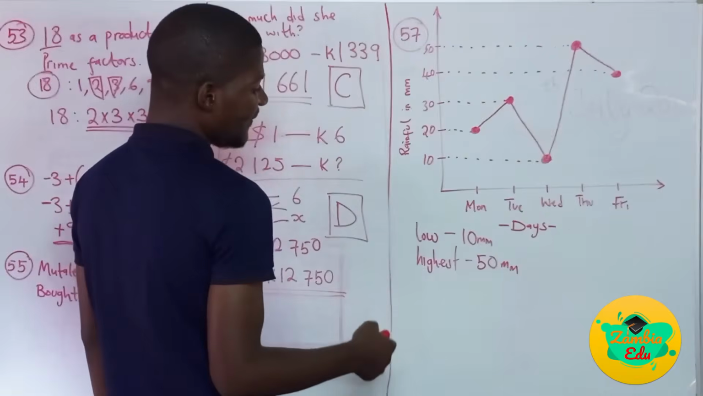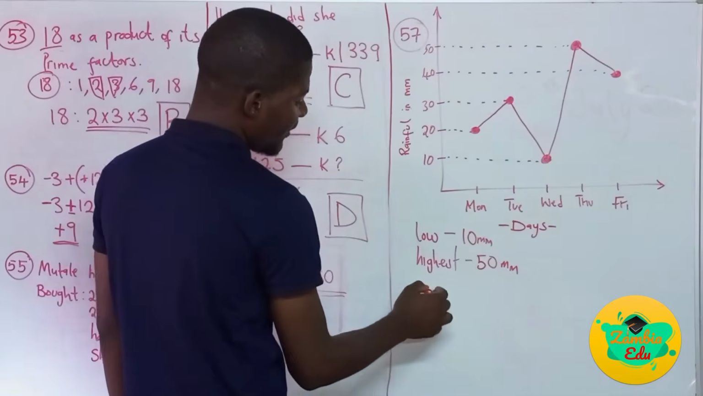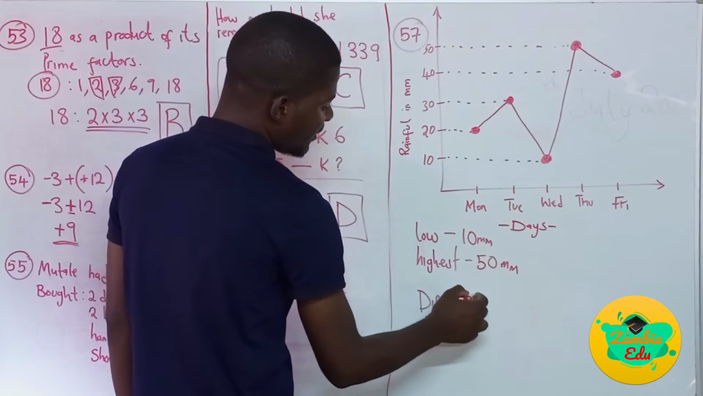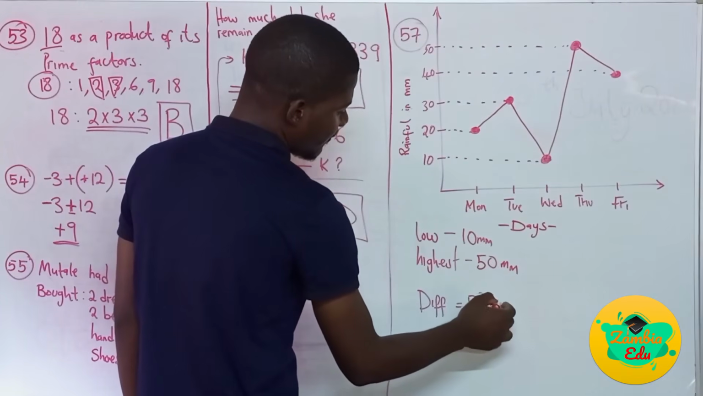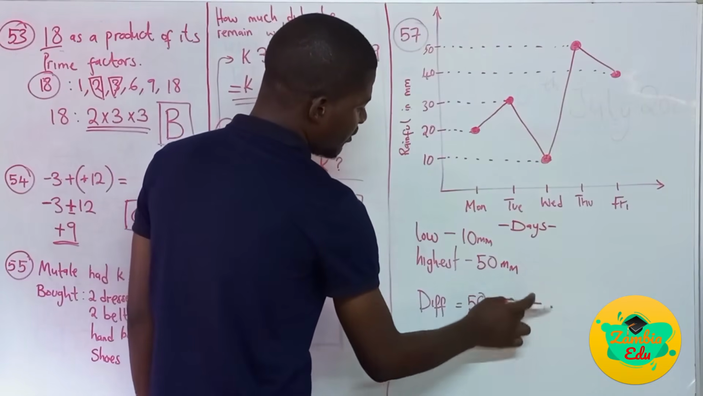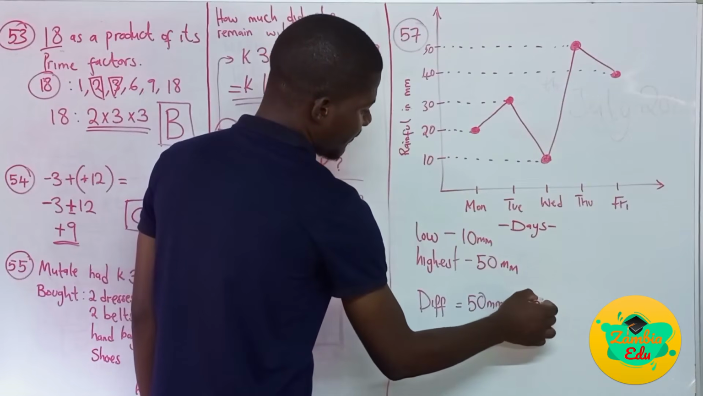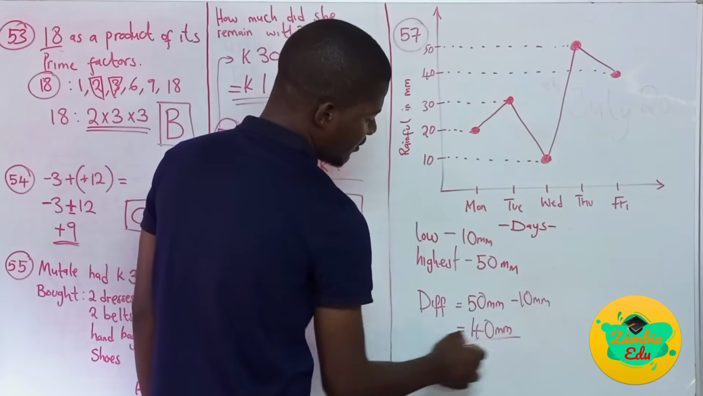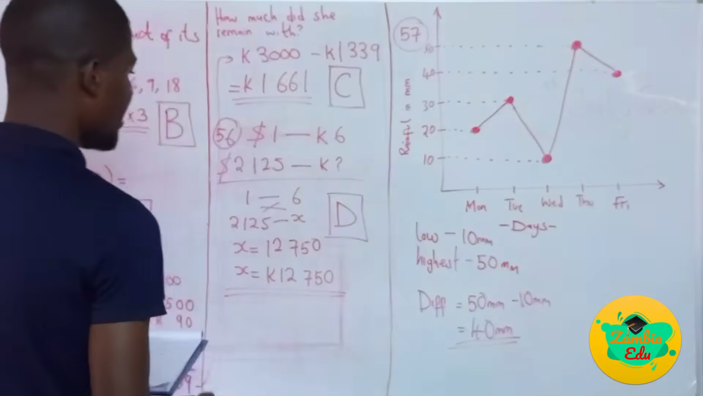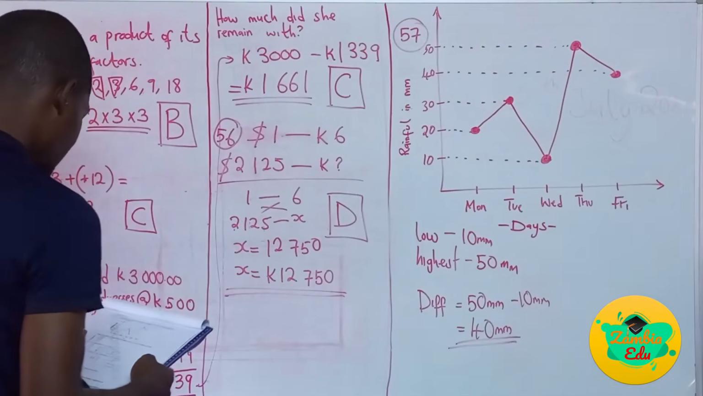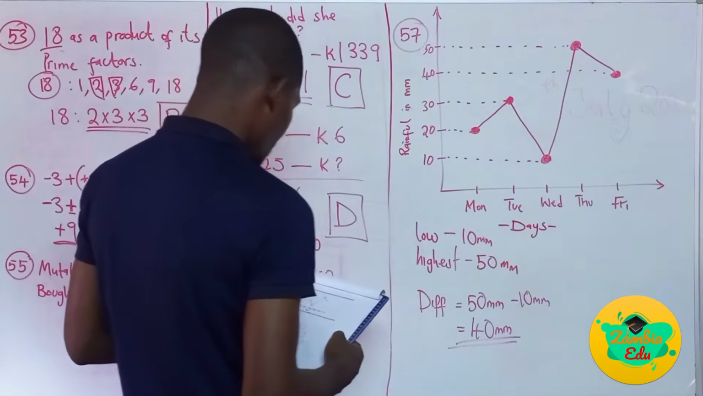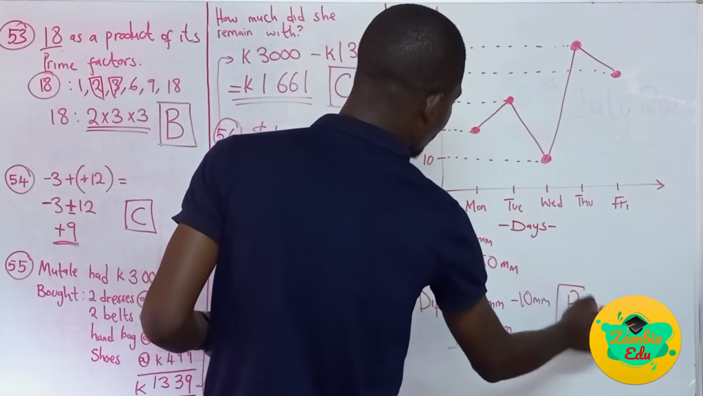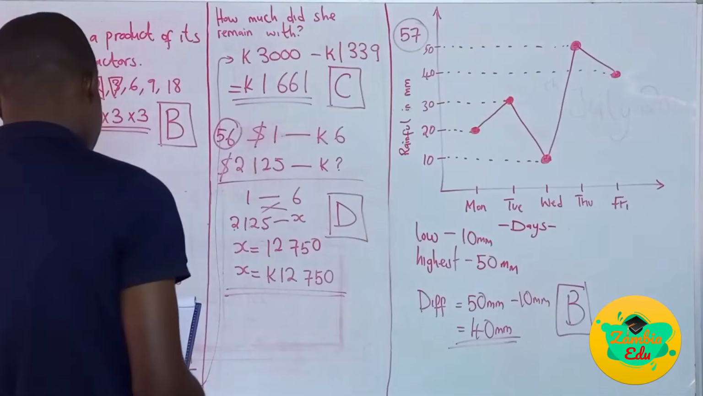So what is the difference? Difference means that we subtract. To get a difference, we say the highest minus the lowest, which is 10. And our answer is going to be 40. That becomes our answer. So 40 millimeters was represented by option B. Option B.